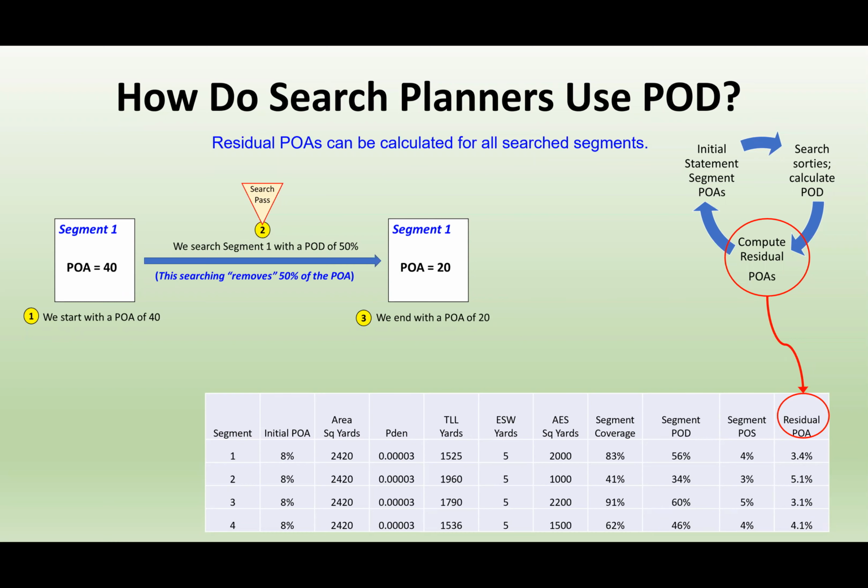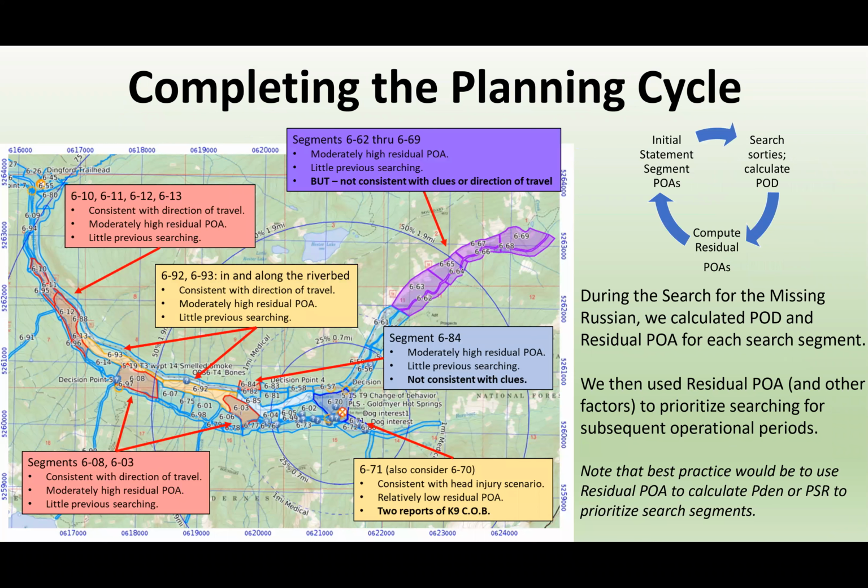All right, so moving on a little bit. Okay, so here, this is an example. It's a pictorial representation of how we used or represented this concept of residual probability of area in the search for the missing Russian.